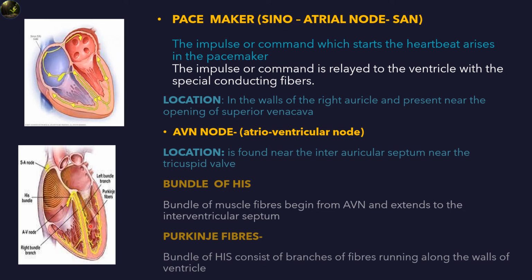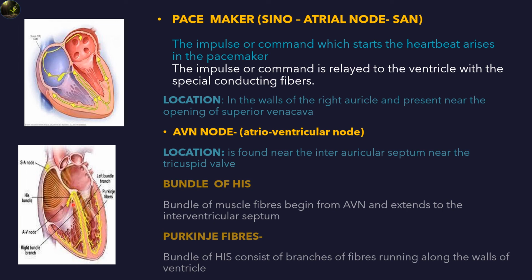Then there are different structures to pass impulses from the pacemaker to the walls of the ventricle. That is, the pacemaker is sending the impulse to start the heartbeat. Then who will receive that? The AV node receives that impulse.